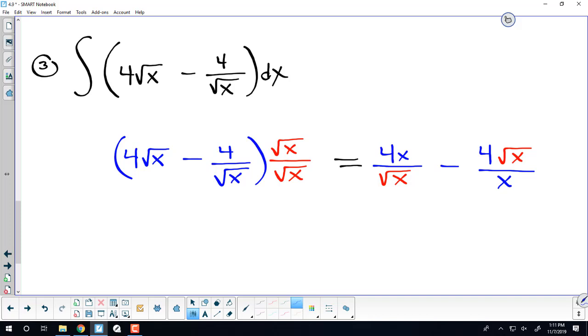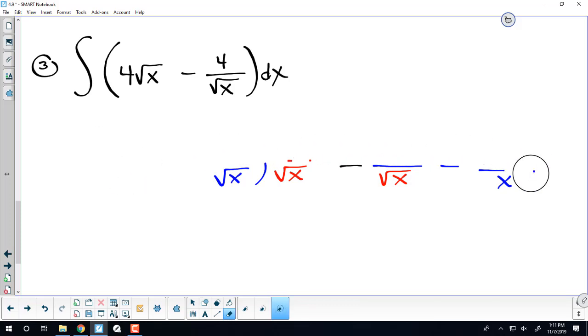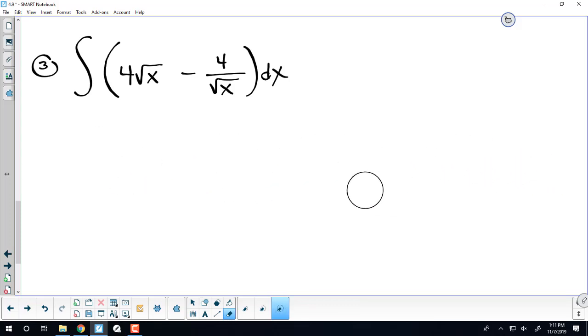Right. Yeah, so these are both terms that involve radicals. It would be easiest just to write them as their powers. So we can just apply the power rule. So anytime you see radicals involved in antiderivatives, you automatically want to convert those to their respective powers.